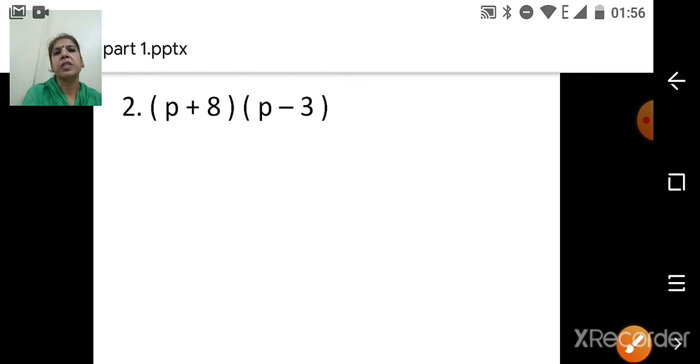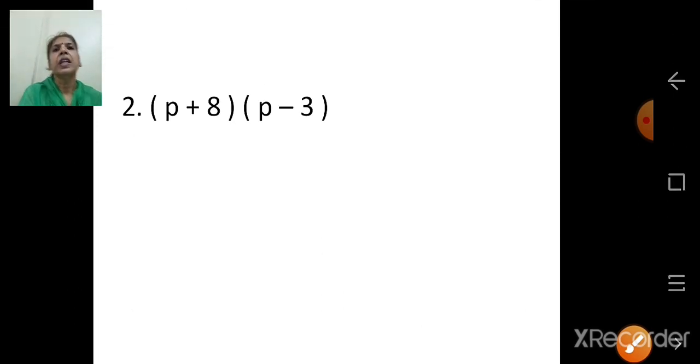And one more question: (p + 8) multiplied by (p − 3). So you know what you will do. First write the formula, substitute the values in the formula and solve it.